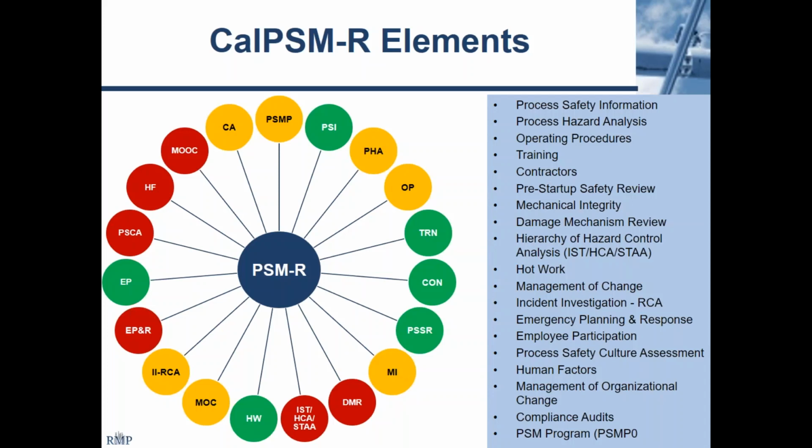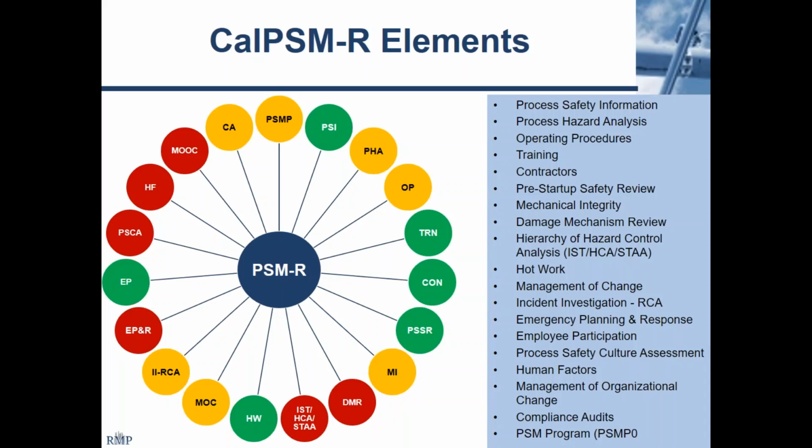Incident investigations, root cause analysis, addition of root cause analysis for any major incidents. Emergency planning and response, addition of a whole new section for emergency planning and response that only applies to refineries. Process safety culture assessment. It's the document you will have. This is a study you will have to perform, and then a document that you will need to develop as to the safety culture within your facility. Human factors, similar thing. You have to do human factor assessments and develop a whole program for human factors.